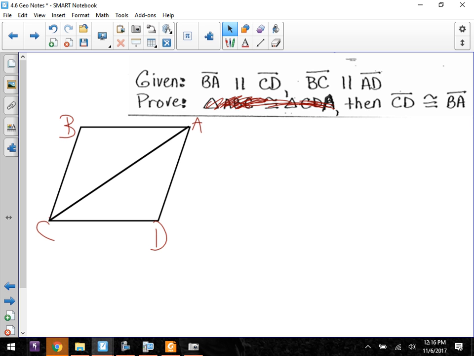Yeah, BA is parallel to CD, BC is parallel to AD, and then I want you to prove that CD is congruent to BA.